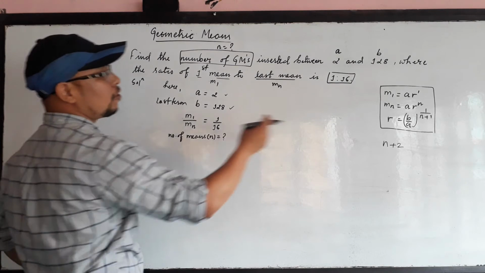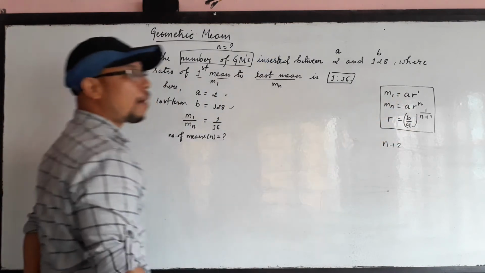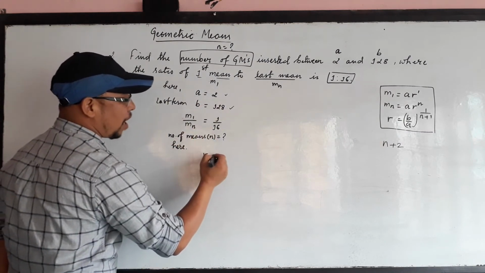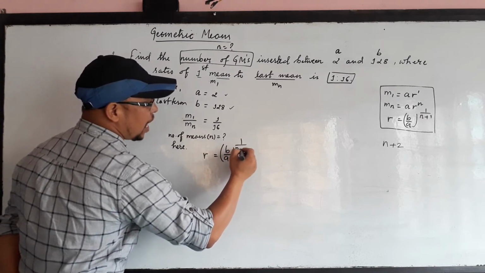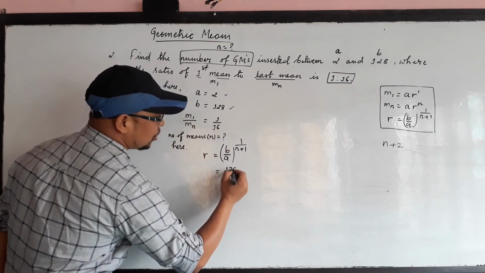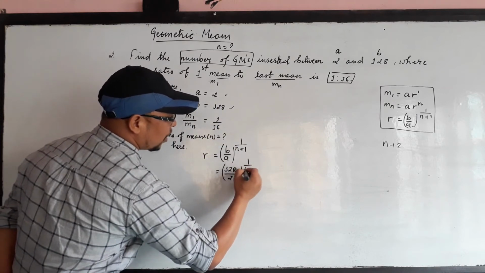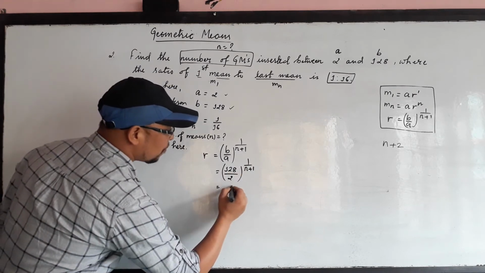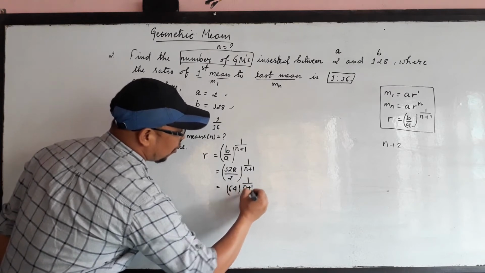Now here first you know this is ratio. Now see, ratio is (b divided by a) whole power 1 by n plus 1. So first let's use this formula. We have r equals (b divided by a) whole power 1 by n plus 1. Now this b is 128, divided by a, which is 2, whole power 1 by n plus 1. This n we need to calculate. So if you just divide it, it becomes 64 whole power 1 by n plus 1.